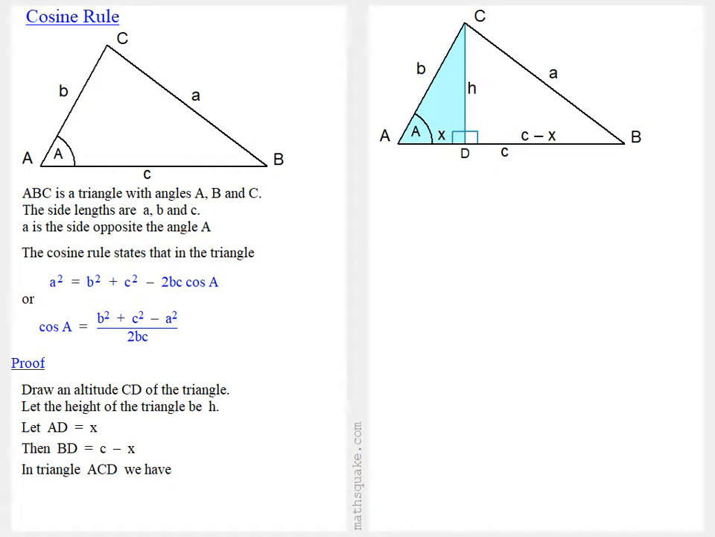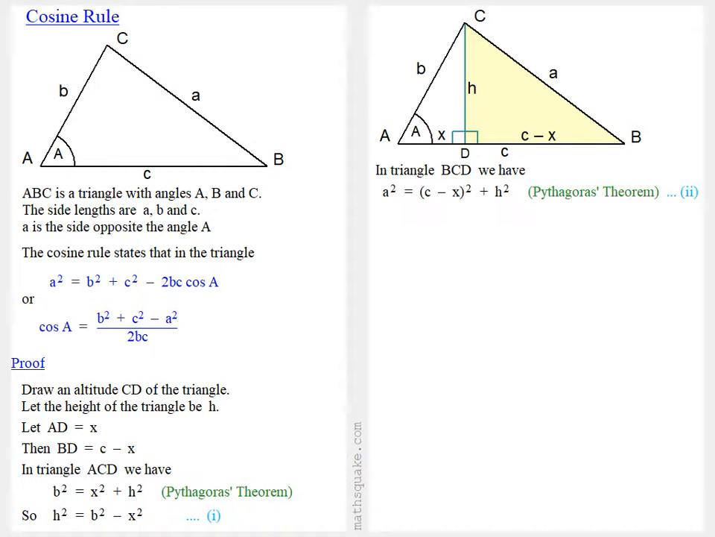Now if we look at the triangle ACD, we've got a right angle triangle, so we can use Pythagoras' theorem. b squared equals x squared plus h squared. Now that can be rearranged to give h squared equals b squared minus x squared. Now, if we look at the triangle BCD, that's a right angle triangle, so again we can use Pythagoras' theorem, and we have a squared equals c minus x all squared plus h squared.